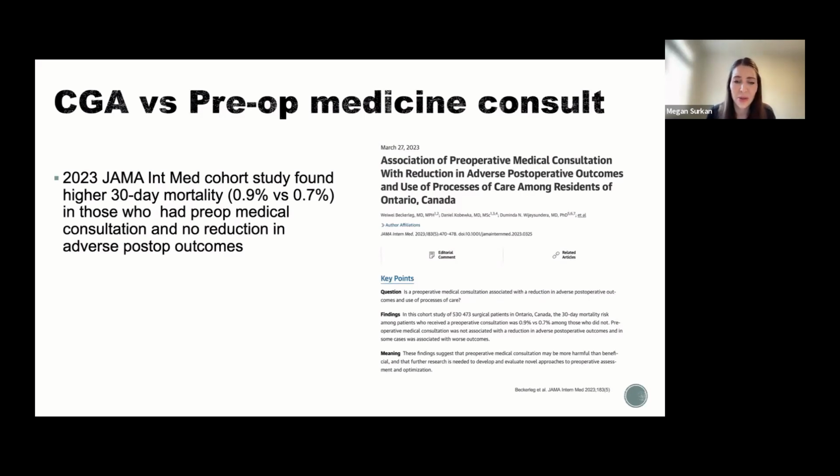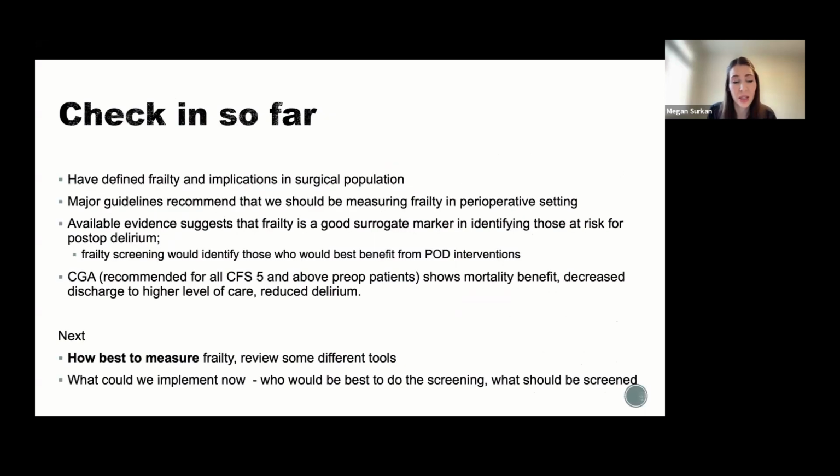This was a paper that came out this March in JAMA. It was just a cohort study, but they did find a higher 30-day mortality, 0.9% versus 0.7%, in those patients who had a preoperative medical consultation. And there wasn't a reduction in adverse postoperative outcomes like delirium or loss of function.